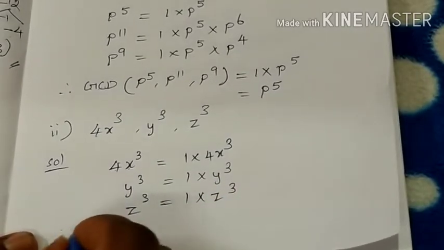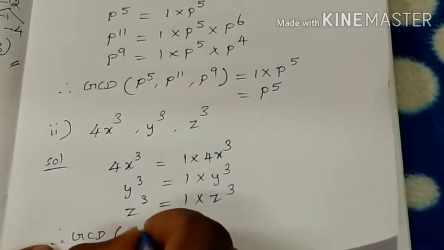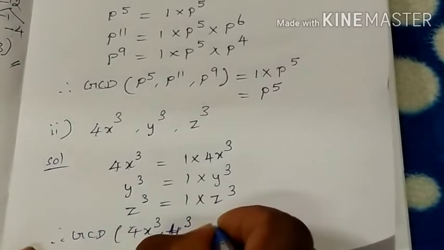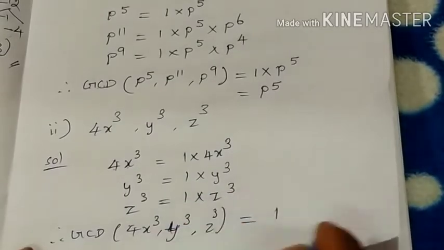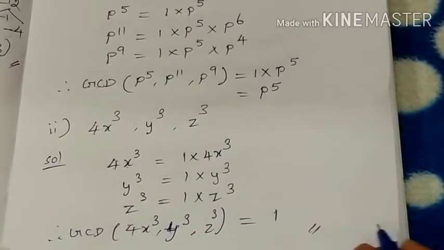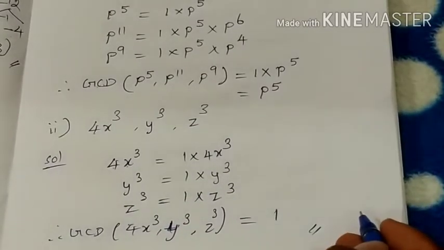Therefore, the GCD of 4x cube, y cube, z cube is equal to 1, the common factor. This is the greatest common factor. That's the answer. Have you understood?